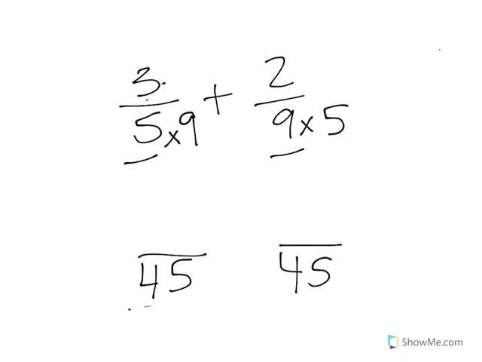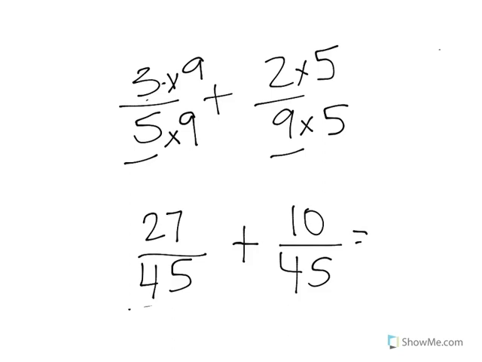And so now I'm going to change my numerators. So 3 times 9 is 27. And 2 times 5 is 10. And I add those together and I get 37/45ths.